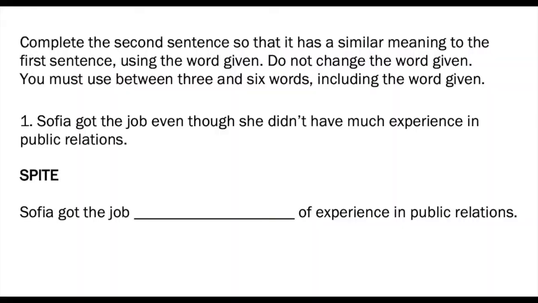Okay, simple video today. We're doing one transformation. I'm putting up the slide; pause the video, try it, and then we'll talk, okay? Good luck! The original sentence is: Sophia got the job even though she didn't have much experience in public relations. The key word is spite. And the sentence to transform is: Sophia got the job, blank of experience in public relations.